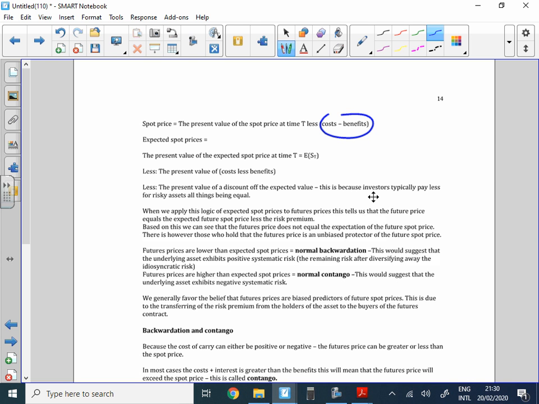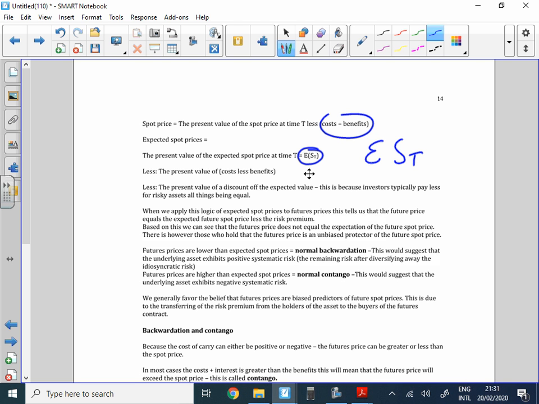The expected spot price is what? It's looking forward, isn't it? The present value of the expected at when? Big T. So it's expected at what? Expected spot price is equal to E. Expected what? S at the end.